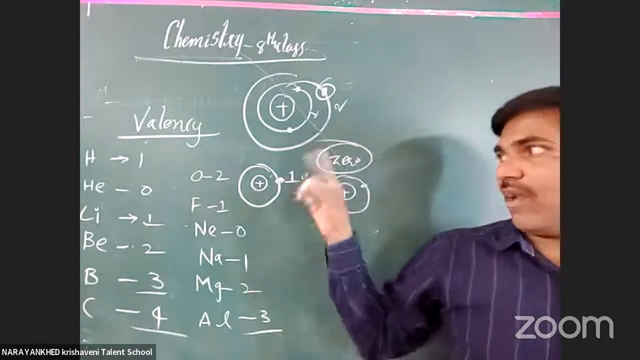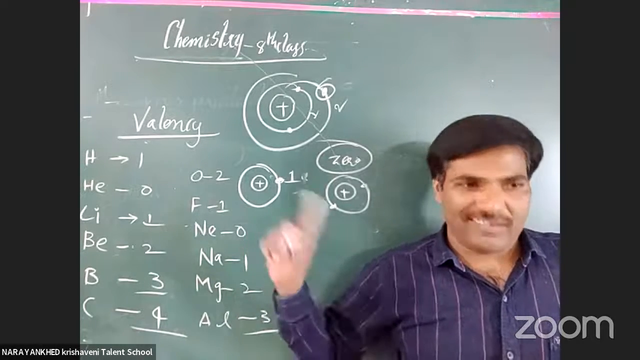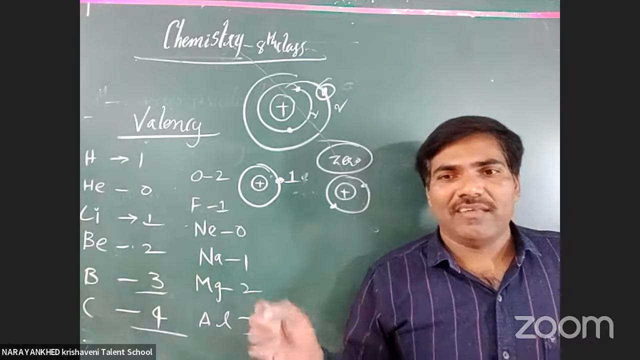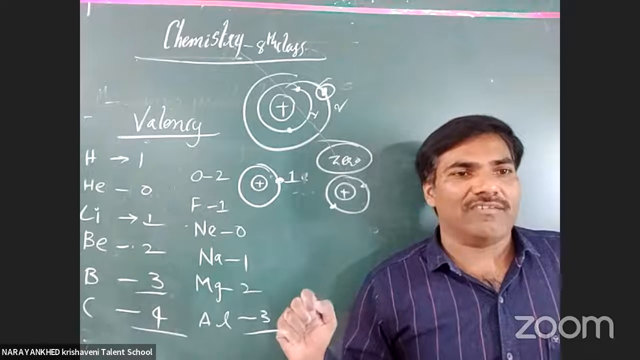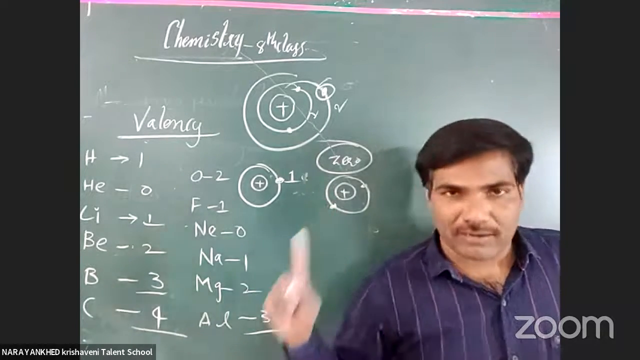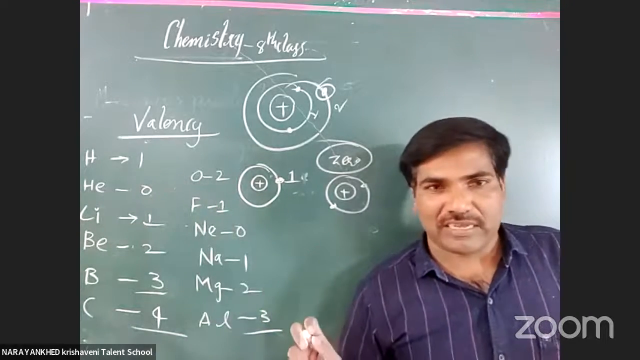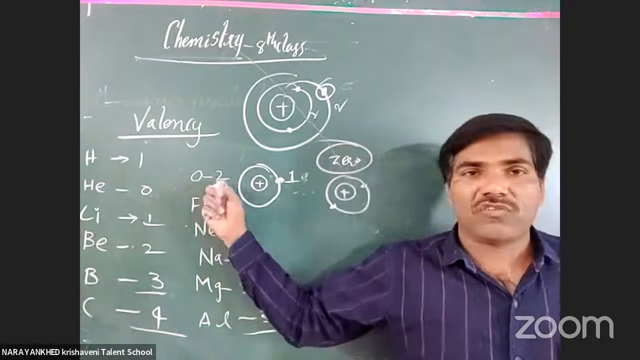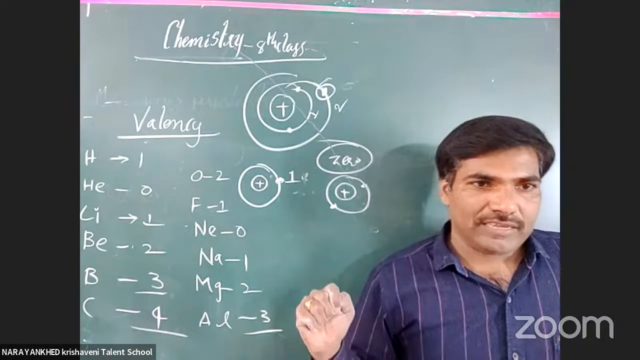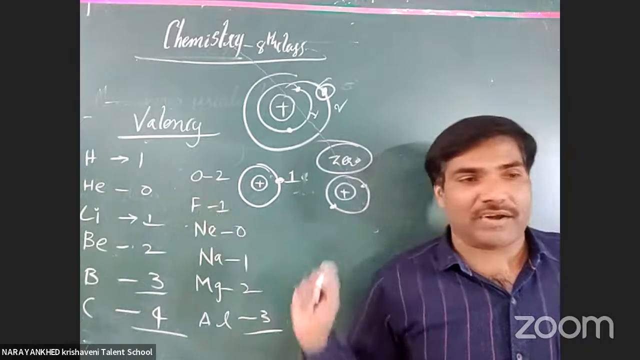Either a loss of electrons or a gain of electrons is called what? Exchanging of electrons. That exchanging number is the valency. Sir, how can we define valency, or how can we get a valency? Depending on the atomic number, we check with the nearest inert gas. Suppose oxygen: oxygen valency is 2. Why do we call it 2? To get the nearest inert gas configuration, it requires 2 more electrons.